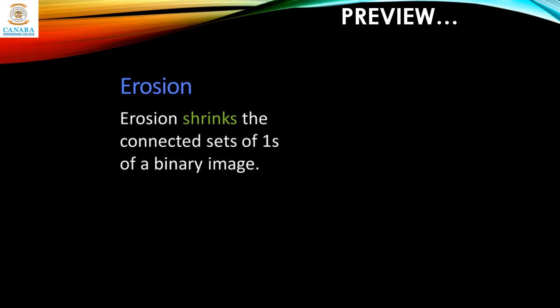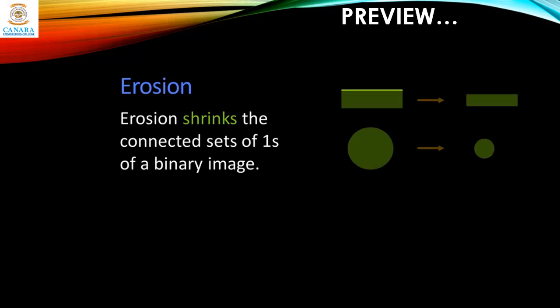Erosion basically removes the boundary elements, or erodes away the boundary objects. So dilation expands or makes the object bigger. Erosion shrinks the object. So erosion shrinks the connected sets of ones of a binary image. You can see here the input image is bigger and it has been eroded at the boundary. And here also the circle has been reduced to a smaller size.